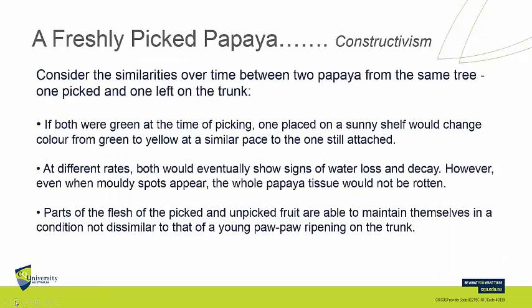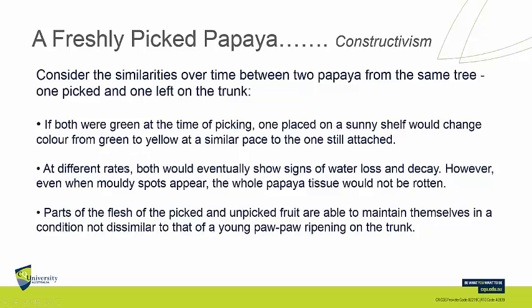A little example: why not do an applied experiment in your own classroom? It could be in your schoolyard, and this is what we're arguing. Science is local, science is at hand. A freshly picked papaya, a little constructivist experiment. Consider the similarities, note the similarities over time between 2 papaya from the same tree. The students can be there, they can watch you pick them. Leave one on the trunk, pick one, both are green. One is placed on a sunny shelf. See what happens, it changes from green to yellow at a similar pace to the one still attached to the tree. We can then look at different rates.